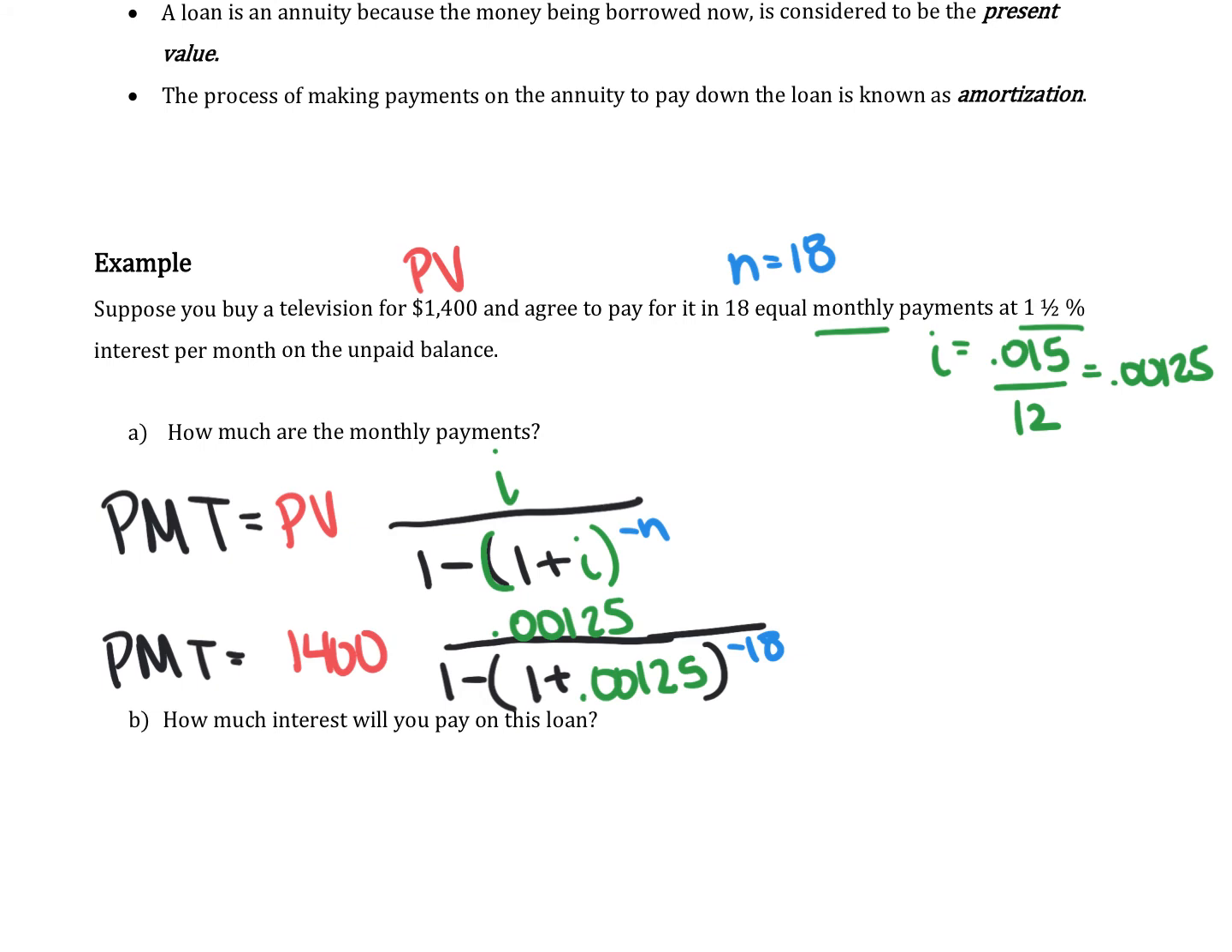I get 0.977649755. I'm going to do 1 minus that next, 0.0222350245. Then I'm going to take that I, which is 0.00125, and divide it by that 0.0222350245 that I just got. And I get 0.0562176128. I'm going to multiply that by the present value of the loan, which was $1,400. And I get a payment amount equal to $78.70.